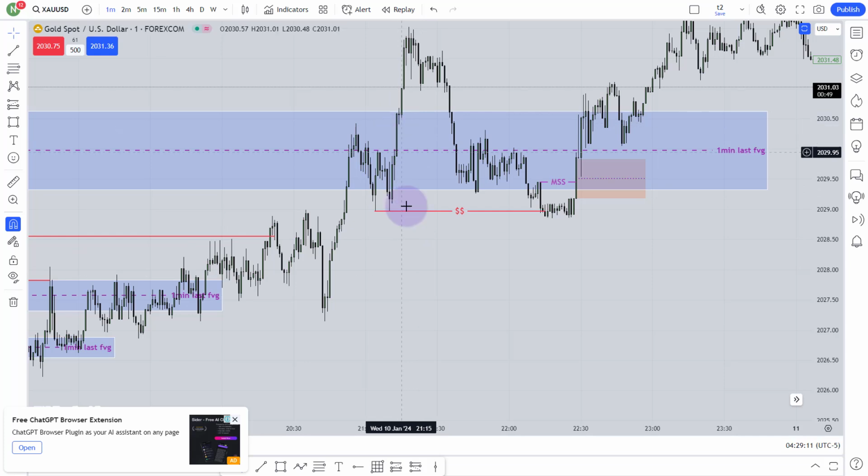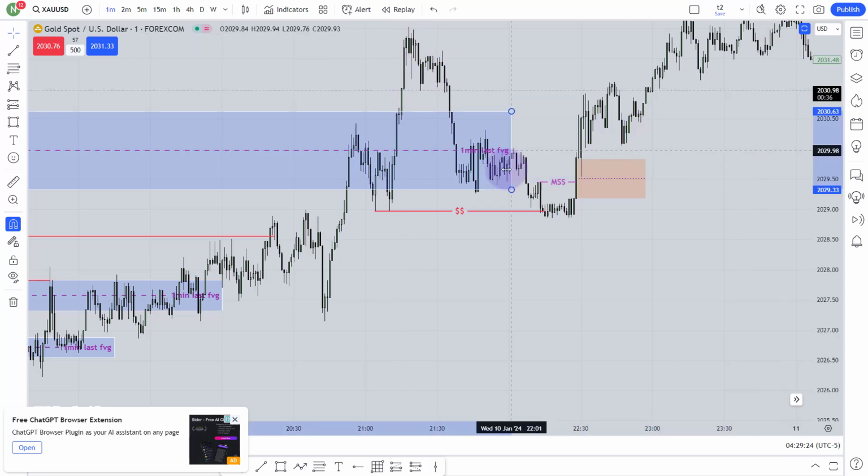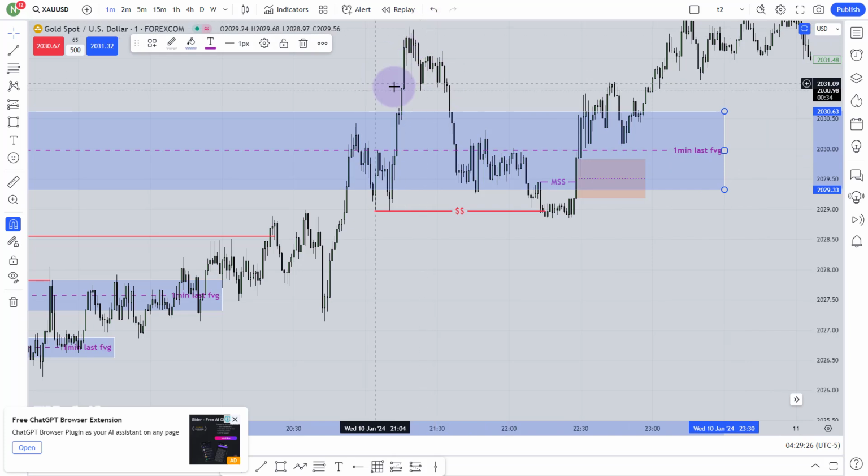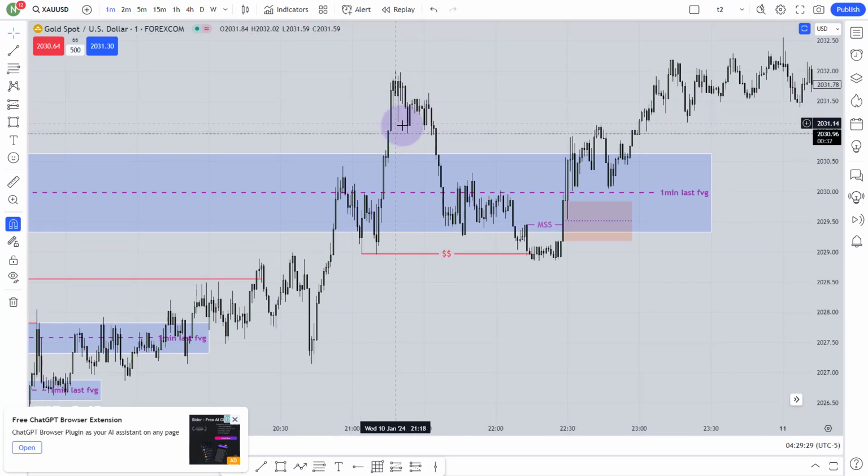So I am waiting for a sell setup. No sell setup over here. Buy side liquidity taken, lower market structure shift. It didn't happen until here. Okay, then this round. What does it mean? That means this 1 minute last fair value gap failed to hold the price. It is telling me I'm going higher.